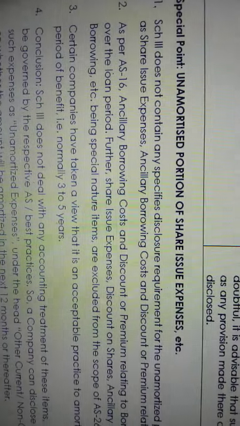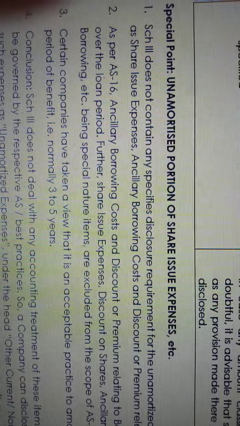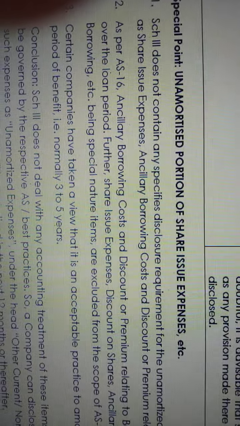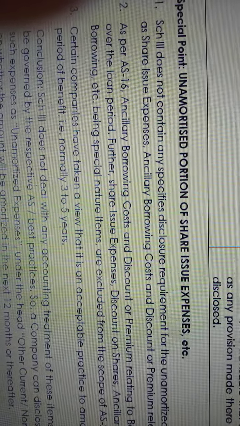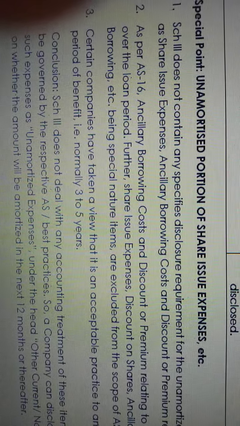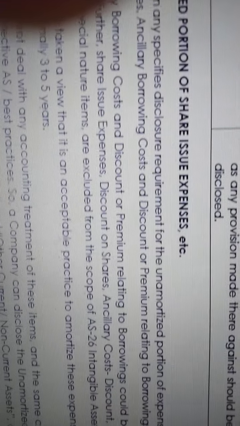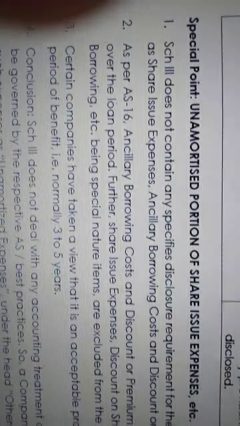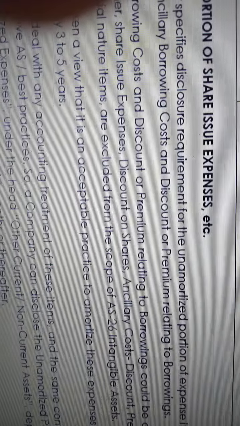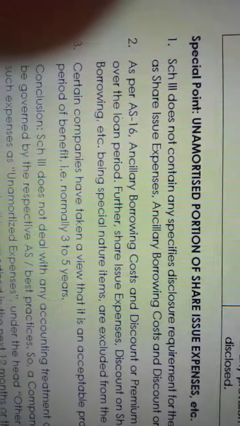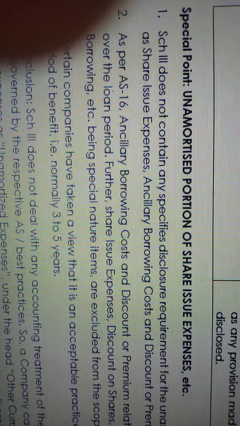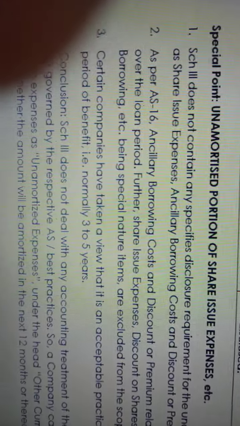Unamortized portion of share issue expenses. Pre-incorporation expenses. Or incorporation expenses. Normally what we will do is amortization of expenditure. Here what they said is Schedule 3 does not contain any specific disclosure requirement for the unamortized portion of expenses, items such as share issue expenses, ancillary borrowing costs and discount or premium relating to borrowings. So if this type of expenditure is amortized over the period, that is the solution given under Schedule 3. Okay. So that is what is given here.